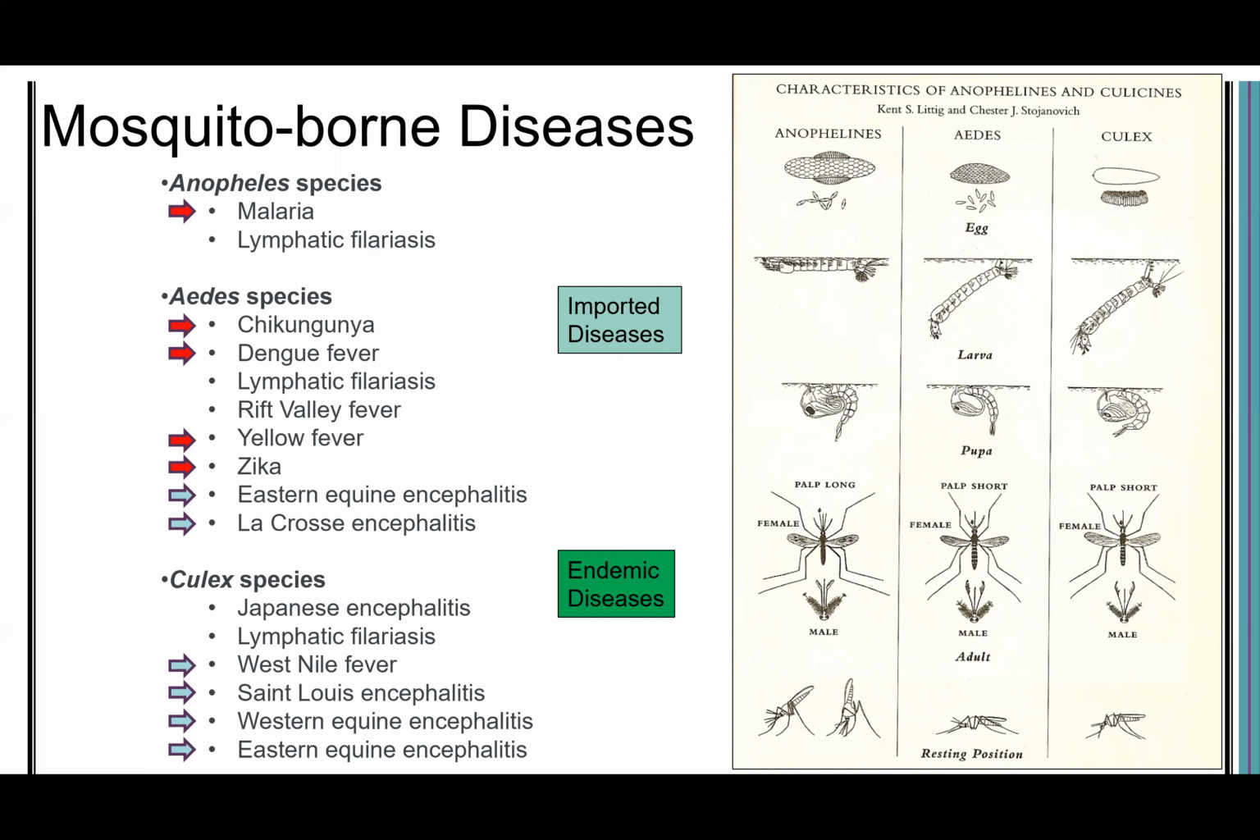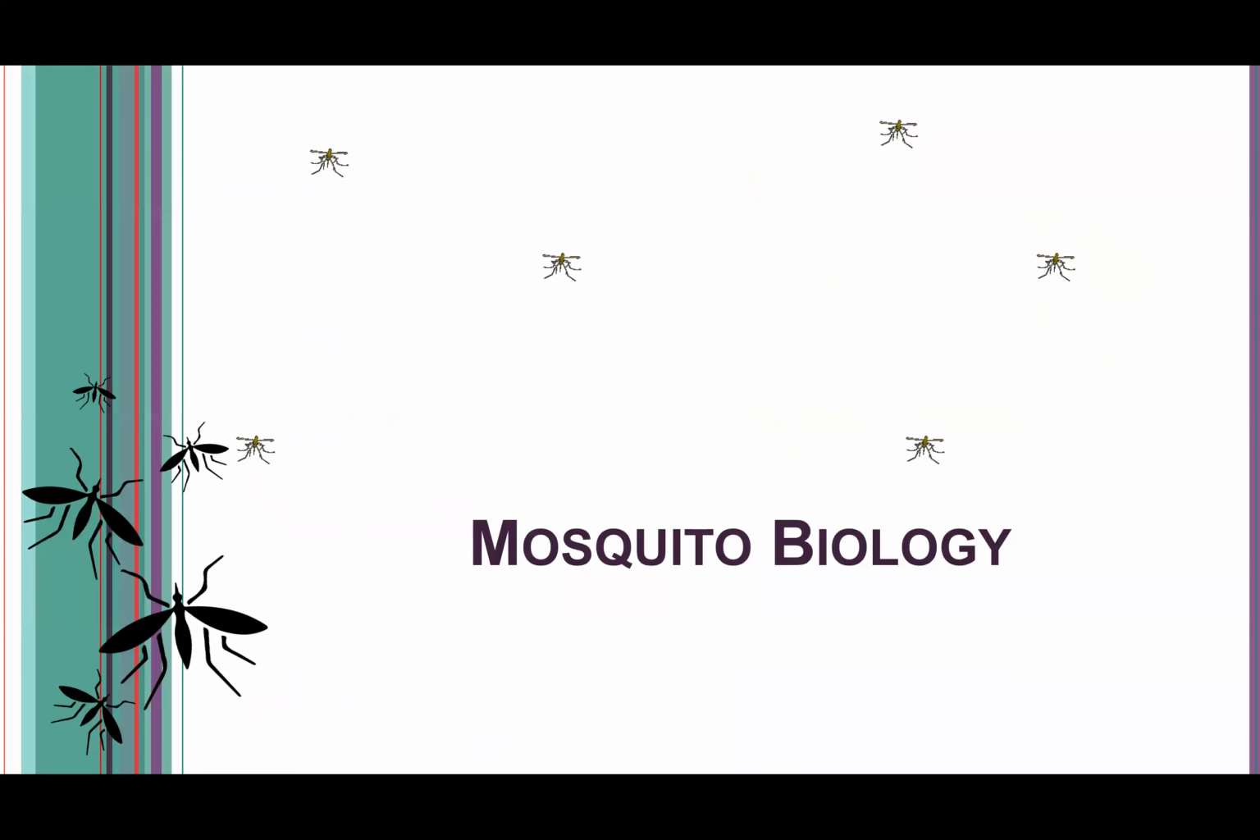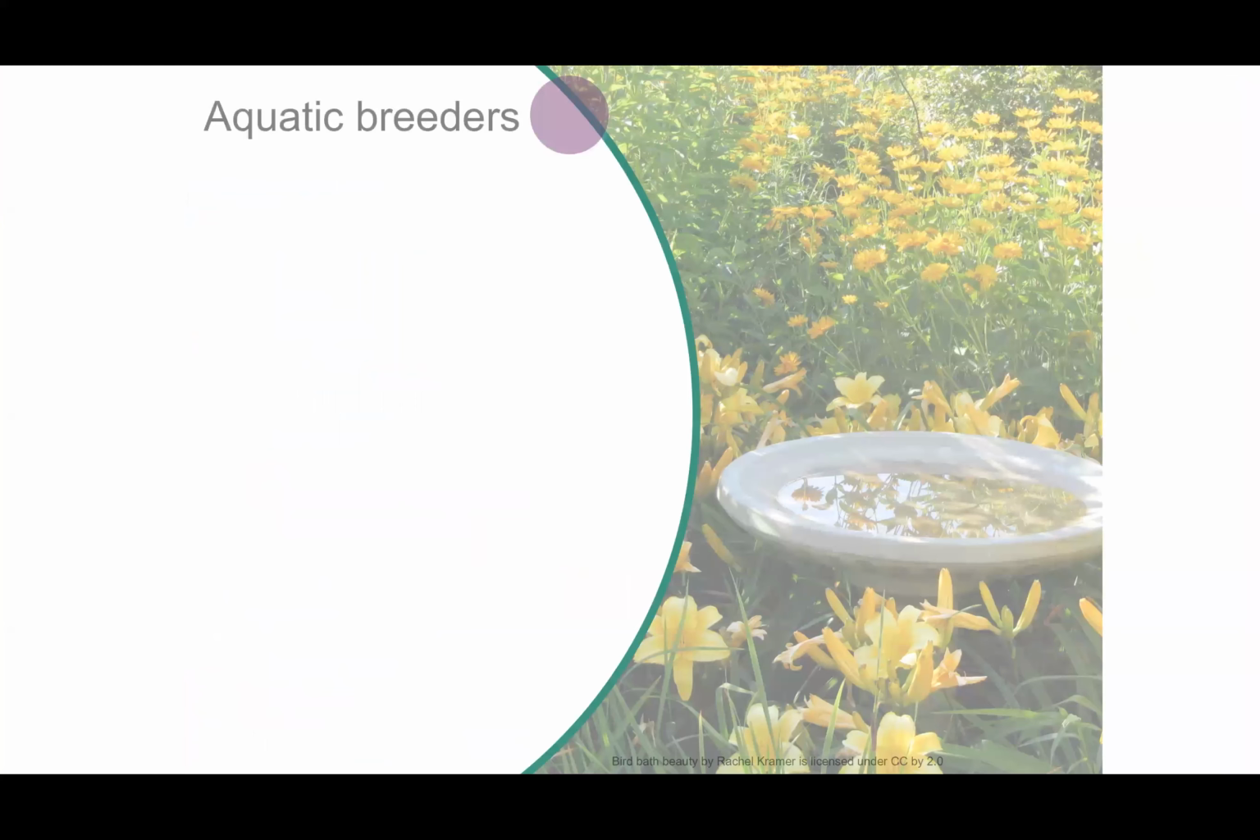And then the ones that are already considered endemic are Eastern equine encephalitis, La Crosse encephalitis, West Nile virus, St. Louis, and then again, Western equine encephalitis. We're going to talk on a few of those diseases, the ones that are considered the most important for Texas. But before getting into that, we're going to do a little bit on the mosquito biology.